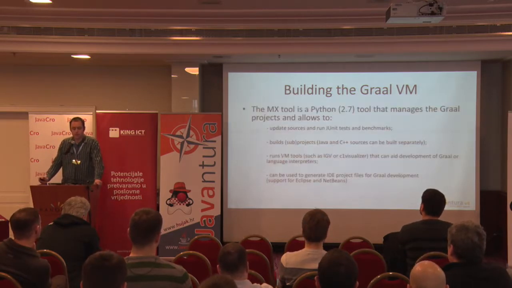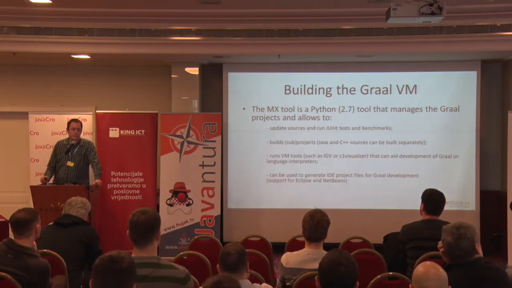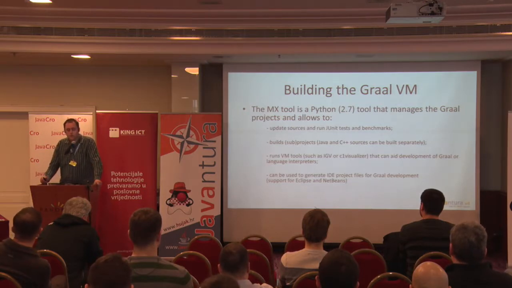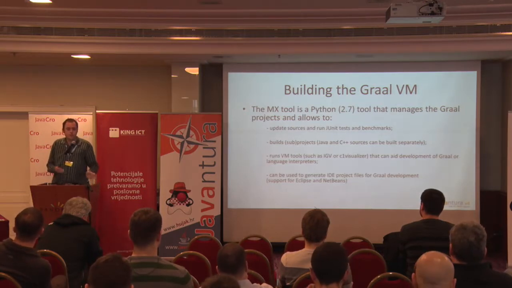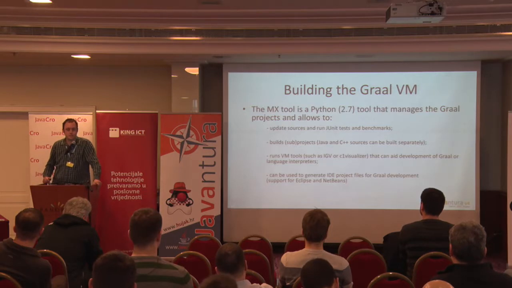The MX tool provides not only a means for you to build your own version of JVM, but it also provides a lot of convenient utilities that, for example, allow you to update source code of Graal and to run JUnit tests and also performance benchmarks that are provided by the team. It also allows you to build separately not only the Java code of Graal, but also C++ source code that's provided for the custom implementation of the GraalVM.